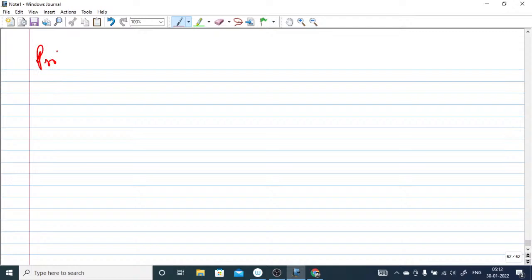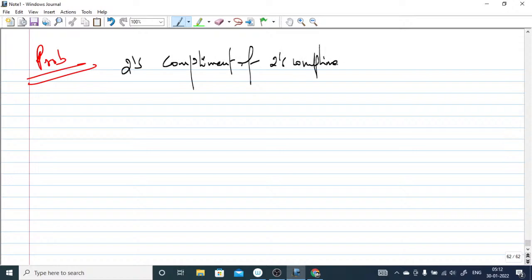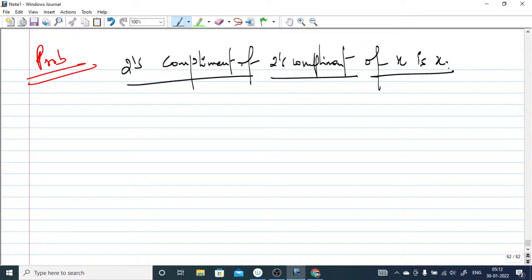Here is one very important problem, a very good problem in fact. Suppose someone asks you: the 2's complement of the 2's complement of x is x. Somebody is saying that if you take the 2's complement of x, and again take the 2's complement of that, you will get x only. Can we try it here?